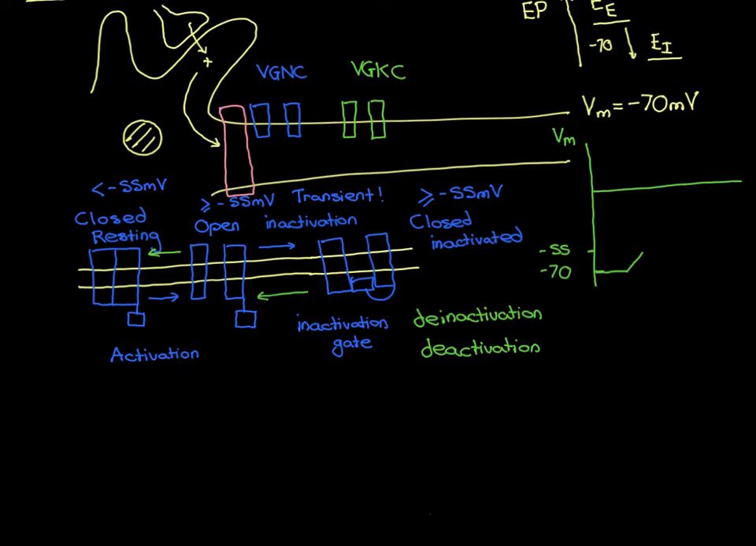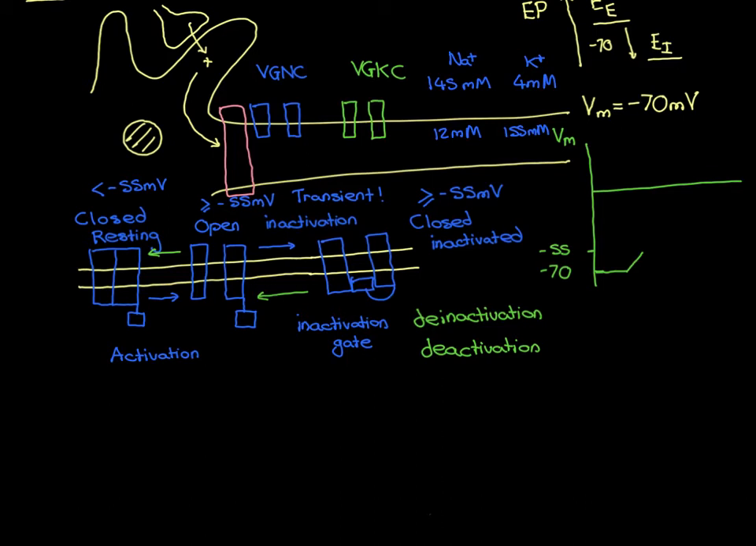Remember the concentration gradients of sodium and potassium across the cell membrane. Sodium concentration extracellularly is around 145 millimolar, whereas the sodium concentration intracellularly is around 12 millimolar. Potassium concentration extracellularly is around 4 millimolar, whereas potassium concentration intracellularly is around 155 millimolar. So this is sodium and this is potassium.